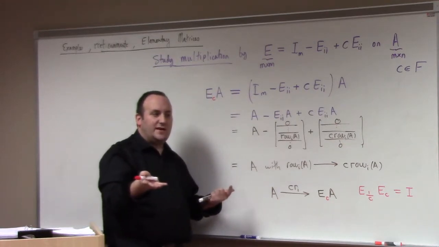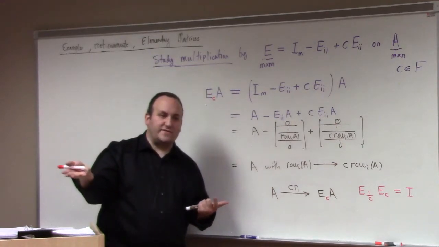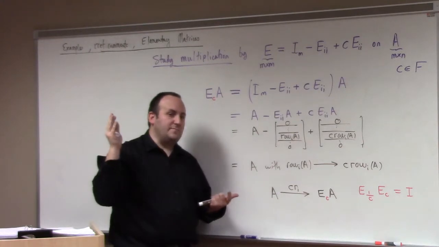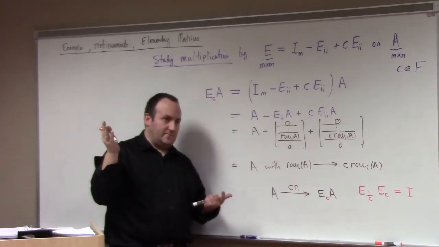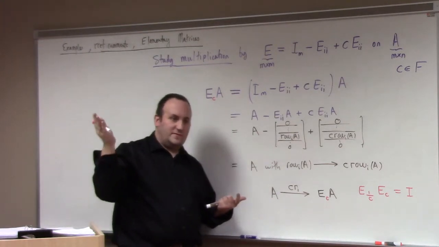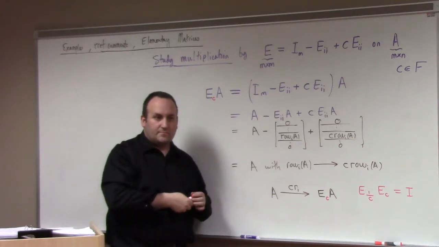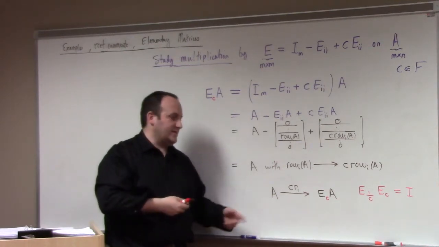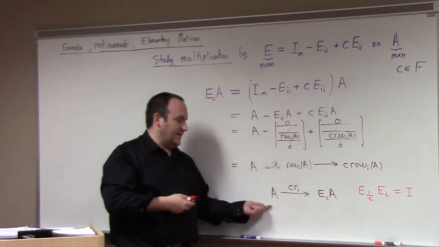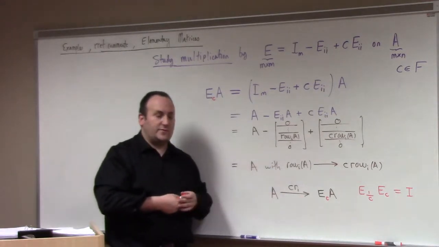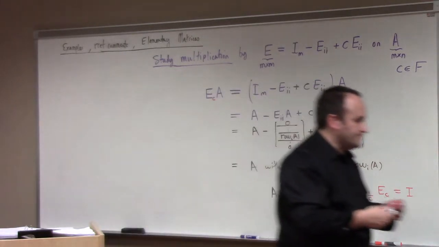If I asked you if you wanted to undo the row operation of multiplication by 2, you all would immediately know that to undo it, you divide by 2, right? So because there's that correspondence, there's likewise an inverse matrix for E sub c, it's just E sub 1 over c.